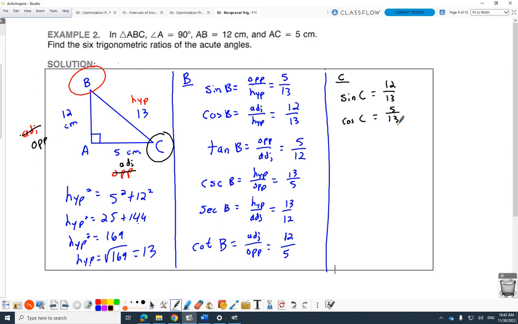And then if I do tan of C now, that's now my new opposite over adjacent. That's 12 over 5. Now look down the list and see if you can see in the B's 12 over 5 somewhere. Cotan of B is the same as tan of C. Ooh, that's not today, but there.